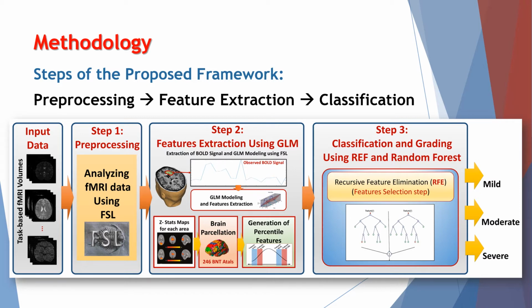For each brain voxel, we apply the GLM modeling on the observed BOLD signal, which yields different statistical and analytical values that will be used for feature extraction for each brain area. More details will be provided for that step later in the presentation. The third step is classification and grading using recursive feature elimination and random forest. The final output is the grade of the autism severity, whether it's mild, moderate, or severe.